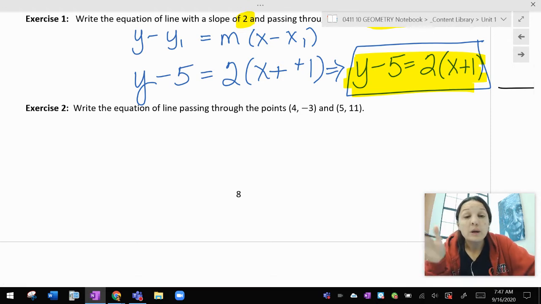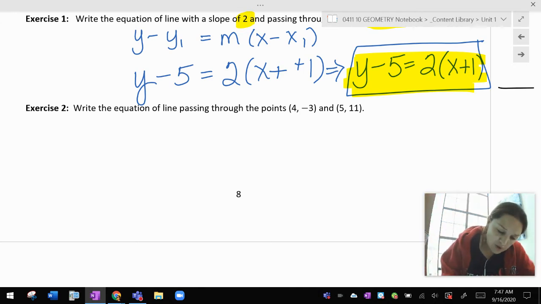I don't care what else you do. If you're going to write the equation of a line, you always need to have the slope. Are there technically forms where you don't need the slope? Yeah, but nobody uses those. You need the slope. So I'm going to find the slope.